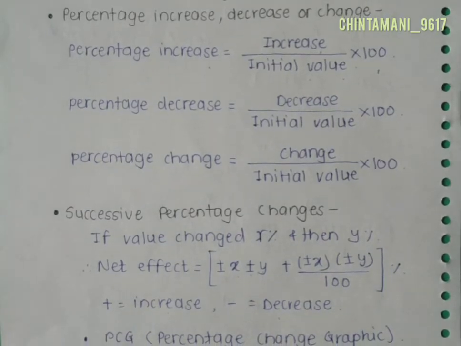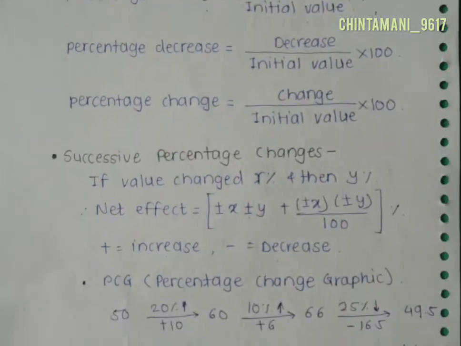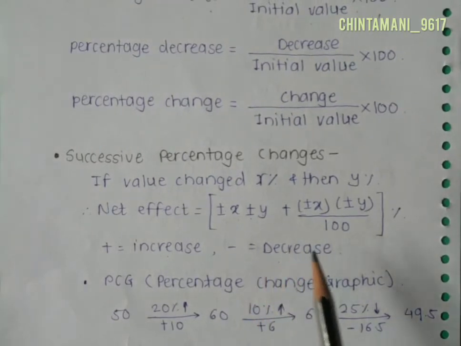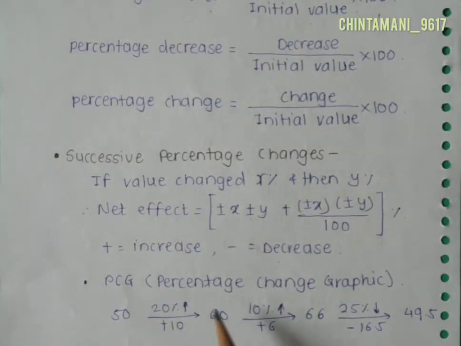We can calculate the same thing by another method, PCG. What is it? The percentage change graphic. Take 50. Suppose 50 is increased by 20%. So what is it? 10. 20% of 50 is 10, so the increase is 10. Adding 10 gives us 60.